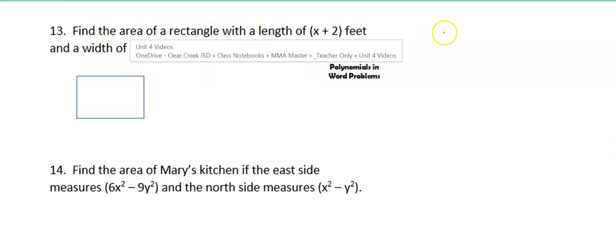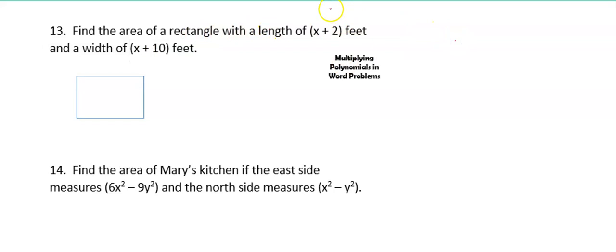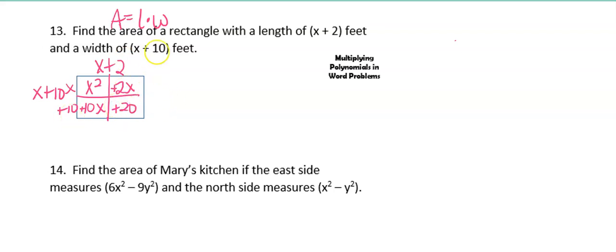Find the area of a rectangle with a length of x plus 2 feet and a width of x plus 10 feet. Area is length times width. So if my length is x plus 2, my width is x plus 10, I'm going to multiply those together. One of the ways you could do it is just turn it into a little Punnett square. You got your x plus 10 over here, your x plus 2 up there. X times x is x squared. 2 times x is 2x, the positive. Let me write that down. X times 10 is positive 10x. 2 times 10 is 20. So this becomes x squared plus, combine those, 12x plus 20.